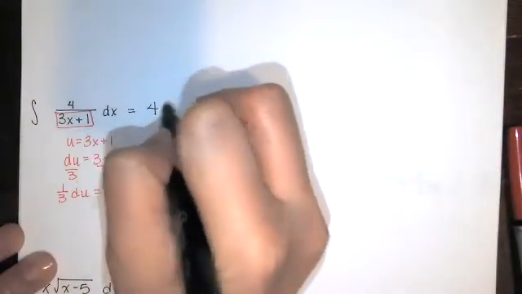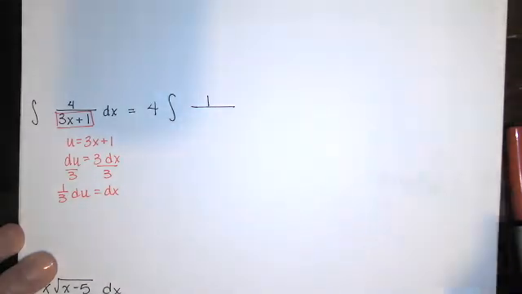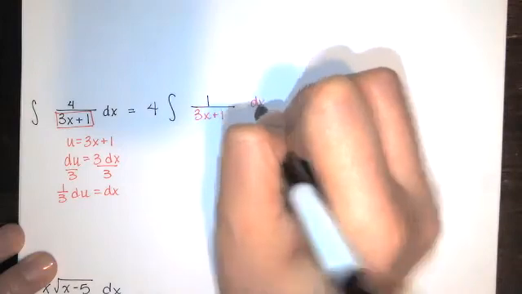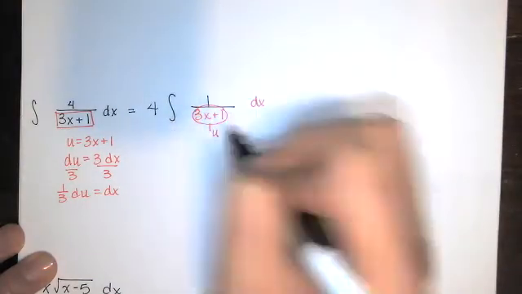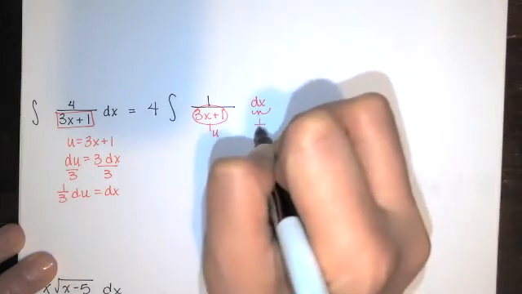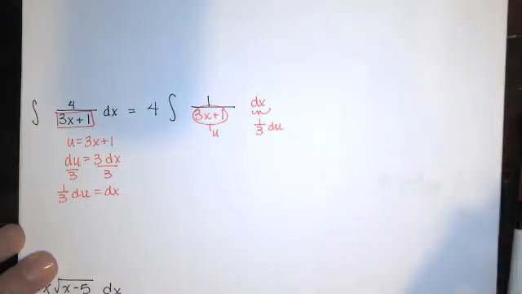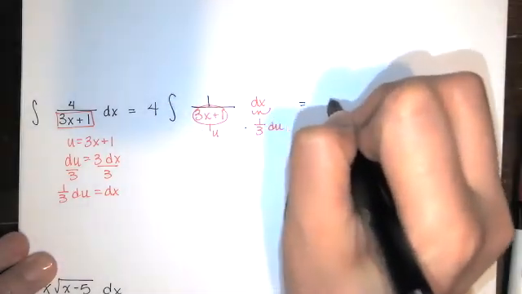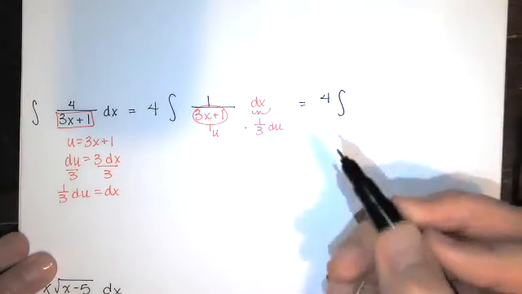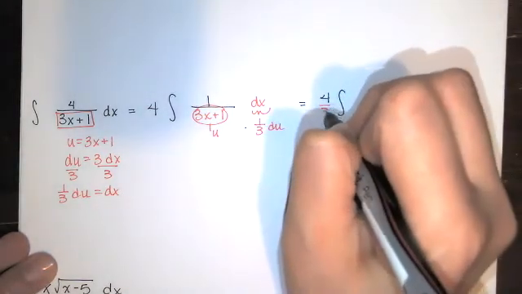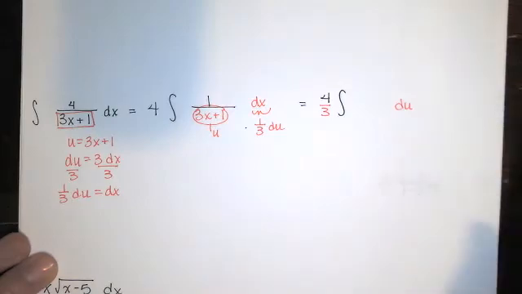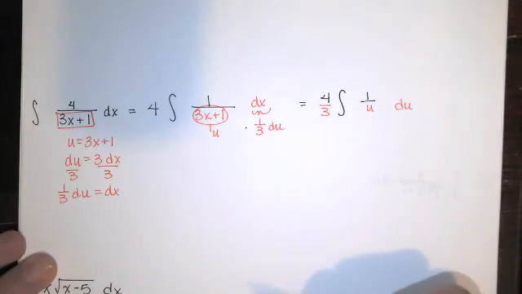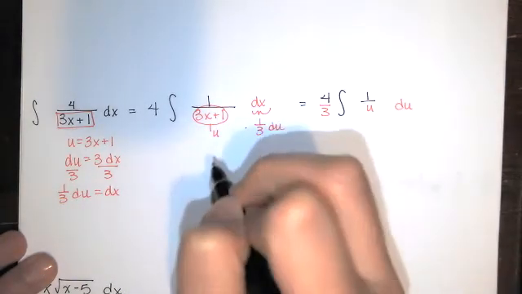Okay, so we bring that 4 out, and we're left with 1 over 3x plus 1, and then dx. This can be replaced by u. Dx can be replaced by 1/3 du. And we're multiplying all those together. So I've got a 4 out front. Dx is replaced by 1/3 du, so I'll factor out the 3, factor out the du. And now I've got a u in the denominator here and a 1 in the numerator. Okay, so this can be rewritten that way.